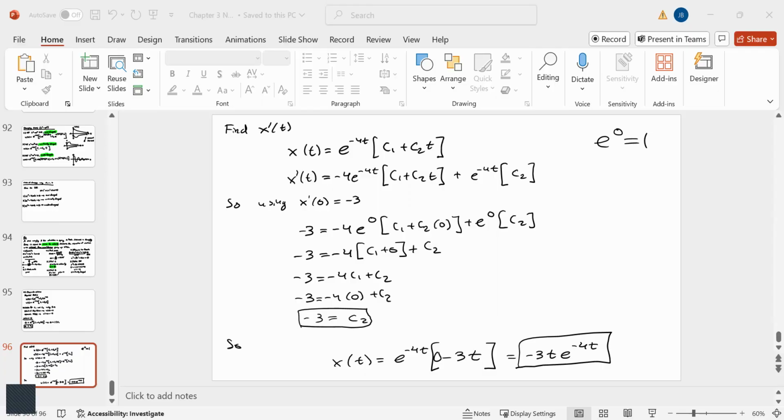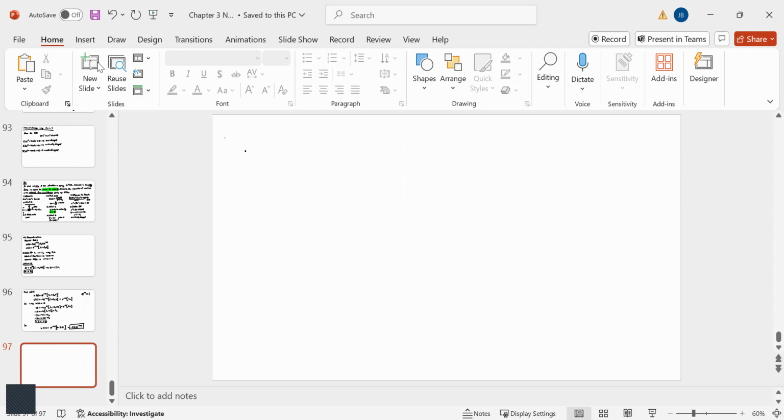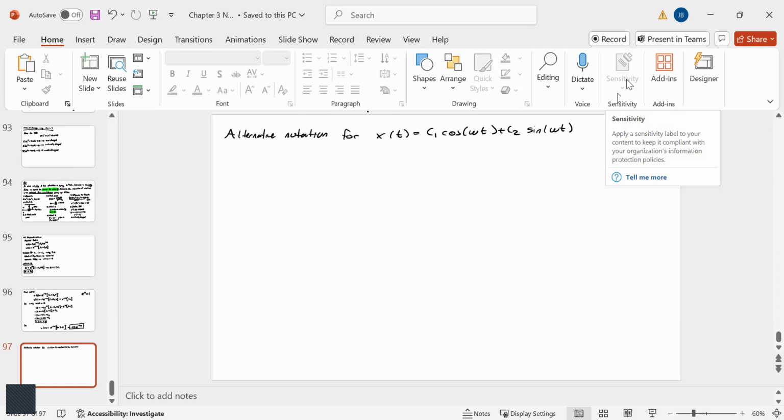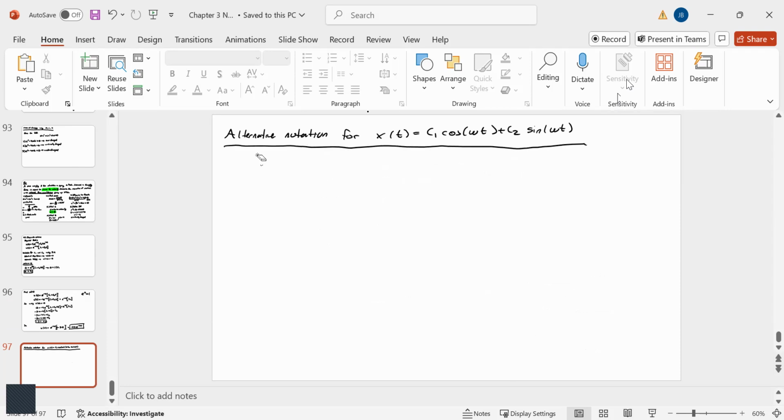Now we'll begin with the last topic of 3.7 for now, the alternative notation for x of t equal to c1 cosine omega t plus c2 sine omega t. So this answer is 100% correct. The problem fundamentally with this answer is that it's two functions, which doesn't make it intuitive to look at and know what the information is.